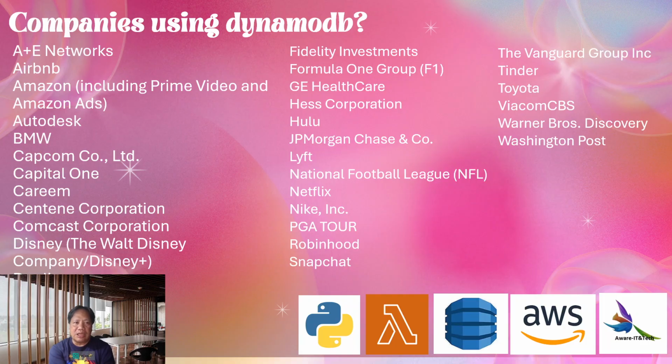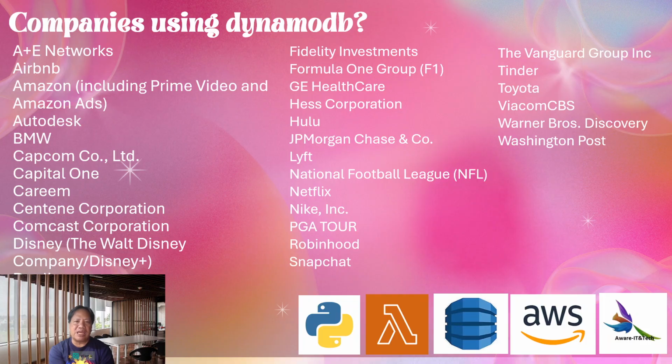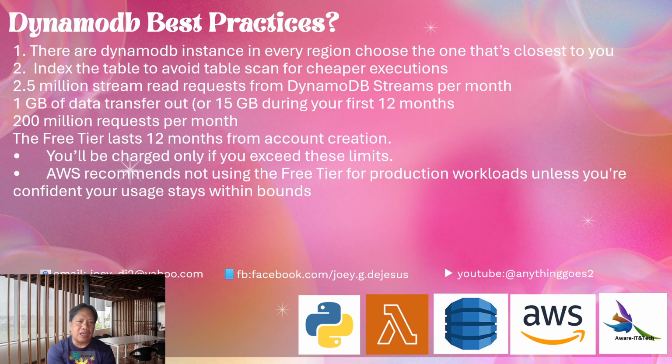Companies using DynamoDB, there's a lot. There's almost 1 million companies already using DynamoDB, and it handles 90 million transactions per second per day. And for best practice, DynamoDB is available in every region, and you need to choose the one that's closest to you. Also, you need to index the table so you don't scan everything in your table.